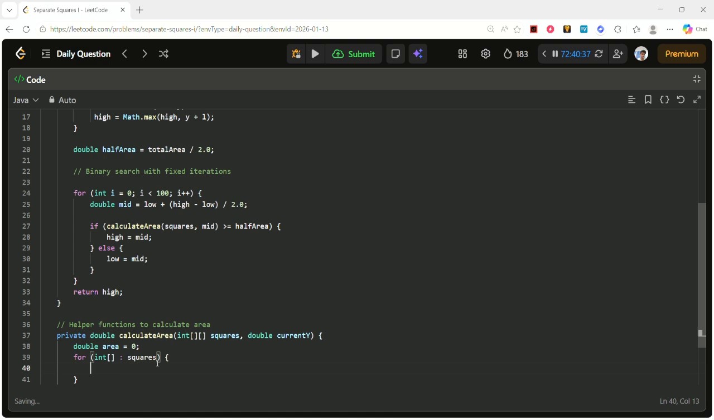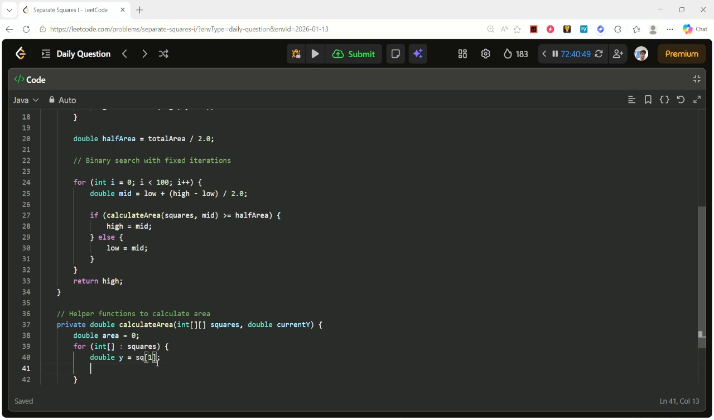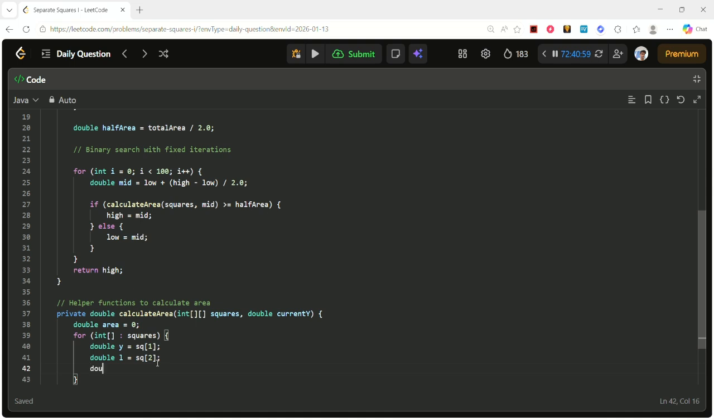Then we take double y, L, and top. Here y is the bottom of the square, L is the side length, and double top is equal to y plus L, where top is the top of the square.